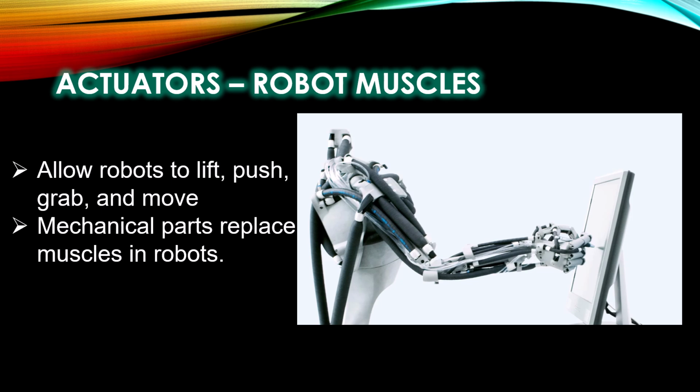Instead of muscles and bones, robots have actuators. These are the mechanical parts that allow them to move, lift, push, and grab objects, and interact with their surroundings.